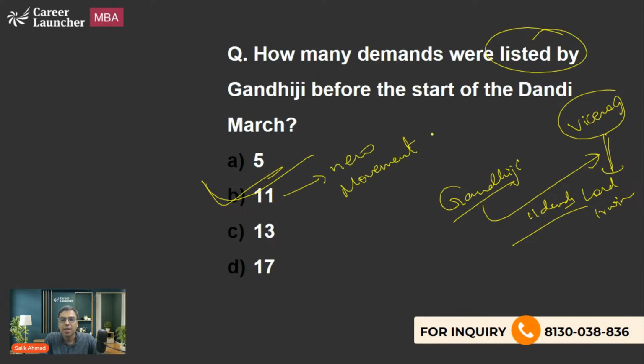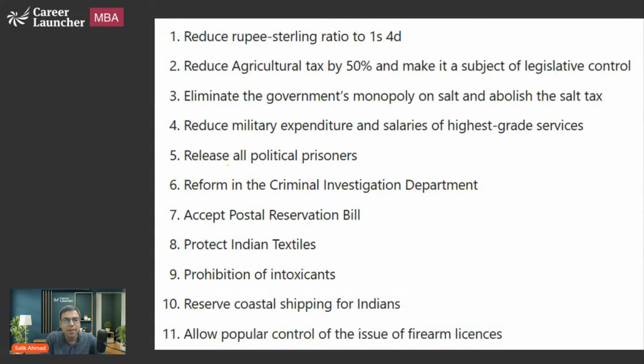What Gandhiji said was, "I am writing this, I'm giving you some list of demands. If you accept it, fine. Otherwise, I will start a new movement." So this is what we call the demands. These are the 11 demands.